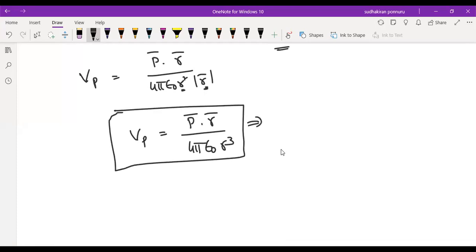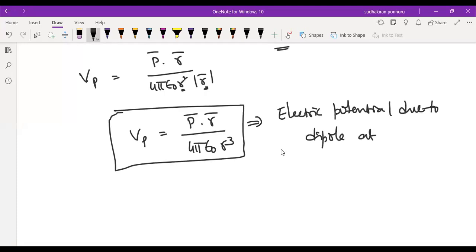So this is the electric potential due to dipole at P, which is at infinity. Okay, so Vp is equal to P bar dot R bar divided by 4 pi epsilon naught R square.